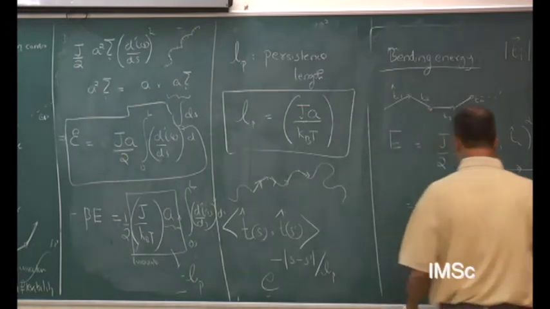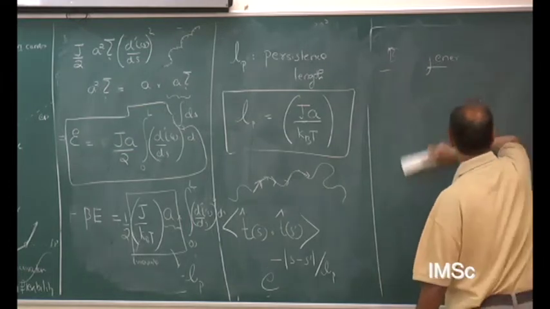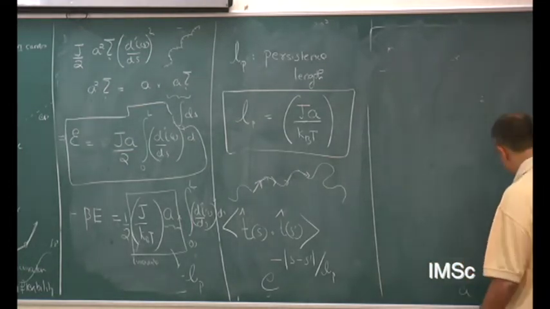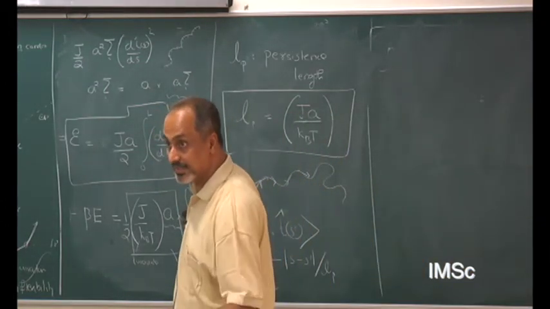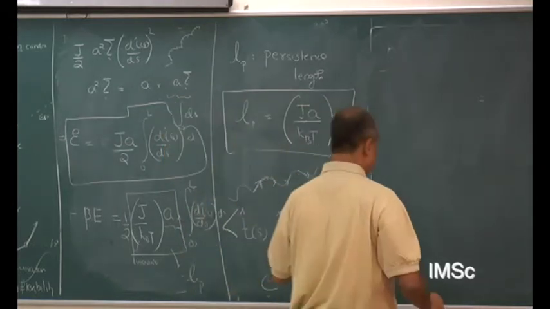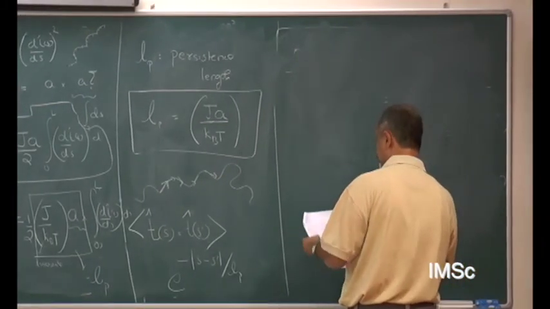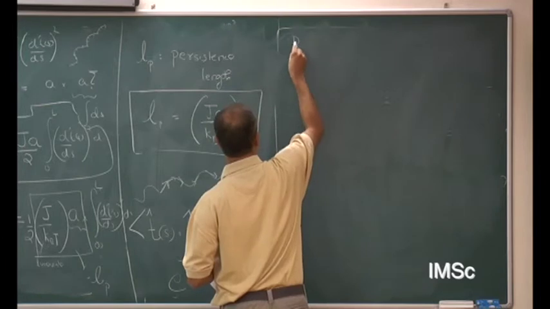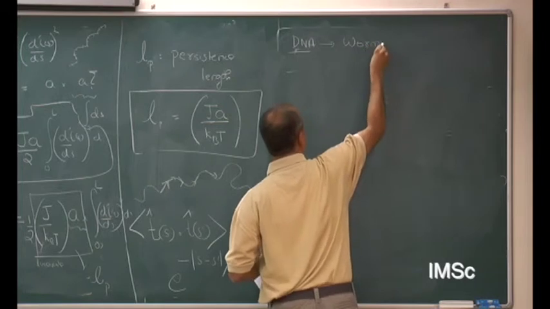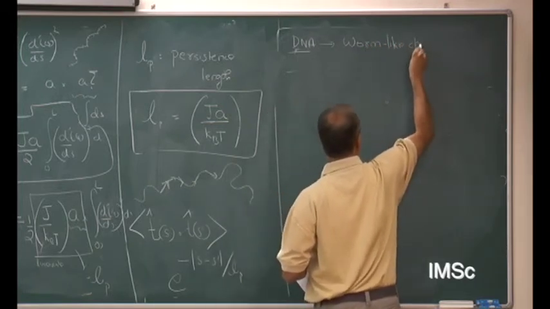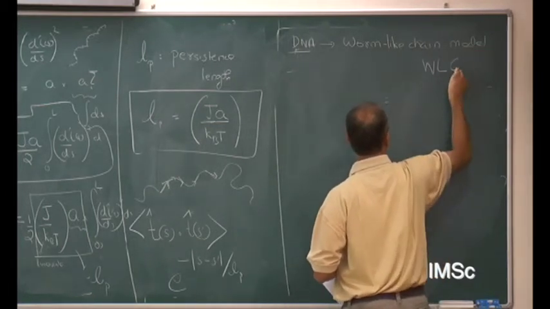Okay, now having described the persistence length to you, I'm now going to quickly go through the calculation for the DNA molecule, putting in the bending energy. And we're going to do it approximately. We're not going to do the full calculation as it was originally, but let me just describe to you how that is done. So this is DNA. These models are called worm-like chain. They're otherwise known as WLC models.